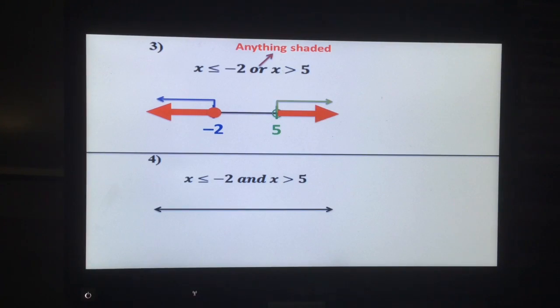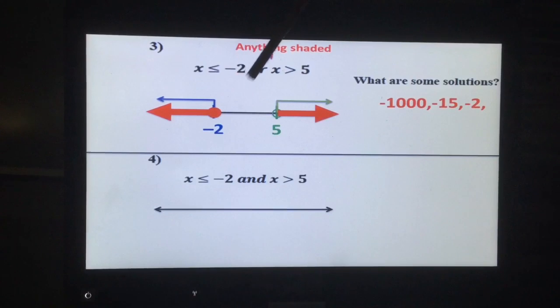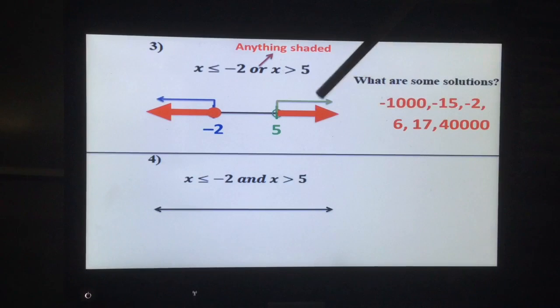Now, when on the side where it says what are some solutions, yours might not be the same as mine, but as long as it's in the same region. Now, the region I'm talking about are the numbers that are before the -2. So like -1,000, -15. We would also include -2 because that's a closed circle. Over on the other side, we would not be including 5, but anything after 5 would be included. We got 6, we got 17, we got 40,000. So these are all solutions because it's an OR problem, so anything.